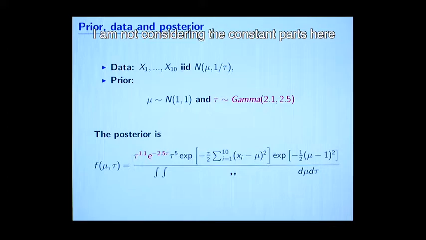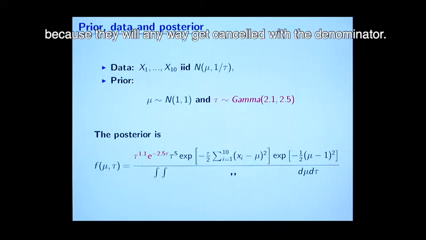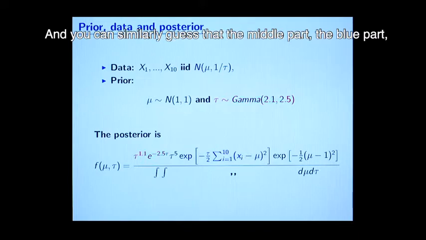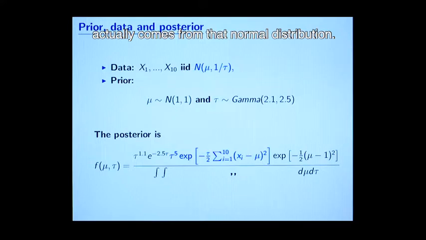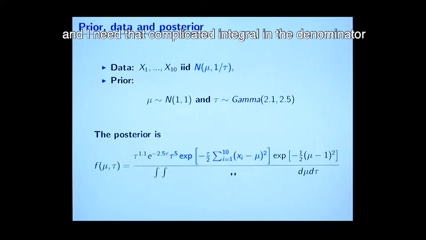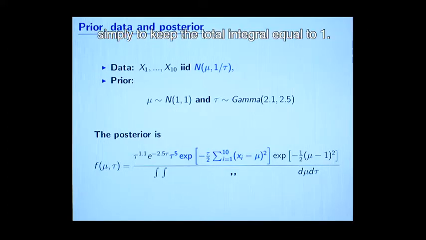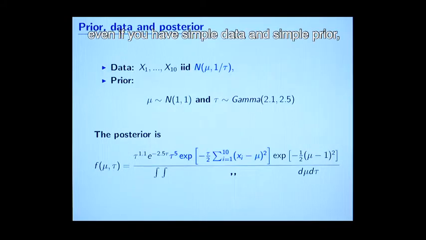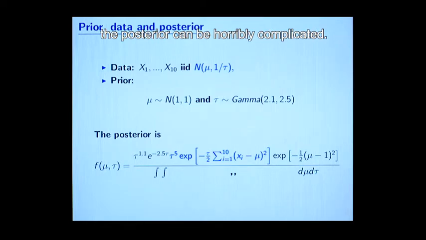I am not considering the constant parts here because they will anyway get cancelled with the denominator. And you can similarly guess that the middle part, the blue part, actually comes from that normal distribution. So, there are 10 IID normal mu, 1 by tau, and their density gives rise to this. And I need that complicated integral in the denominator simply to keep the total integral equal to 1. So, the main lesson to be taken from this slide is that even if you have simple data and simple prior, the posterior can be horribly complicated.